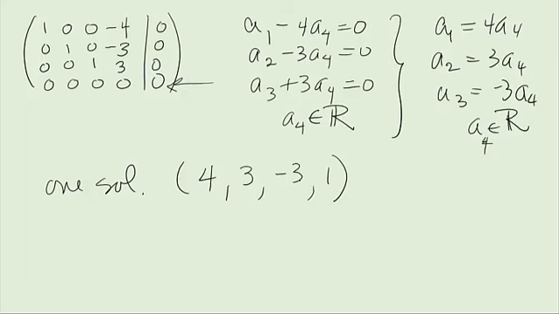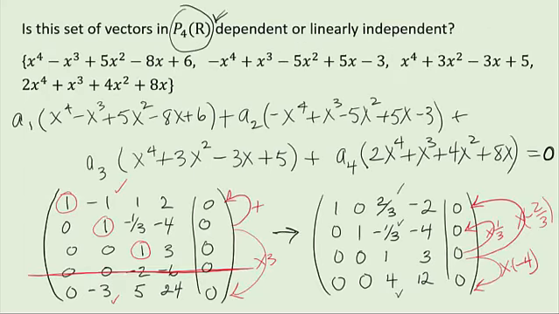And you can try that back in the original problem here. Let those values of A1, A2, A3, A4 be 4, 3, negative 3, 1, and see that yes, indeed, you get the 0 polynomial. So we say that these vectors are linearly dependent.